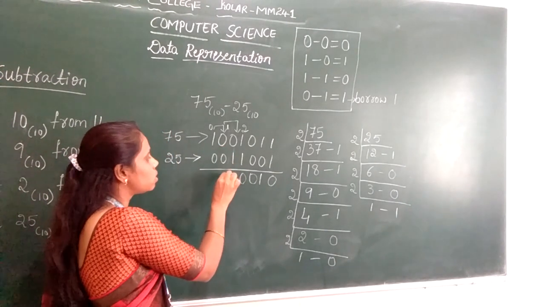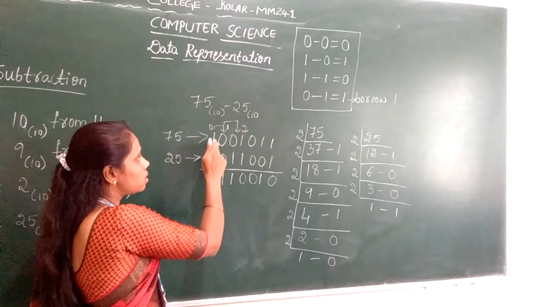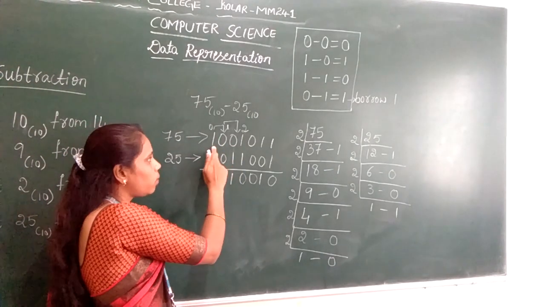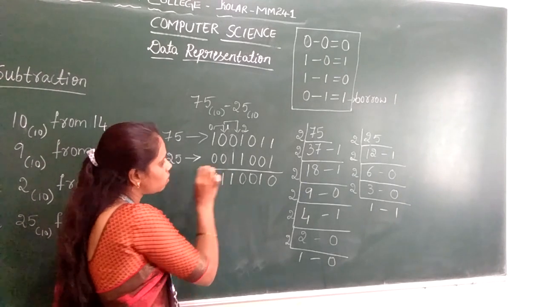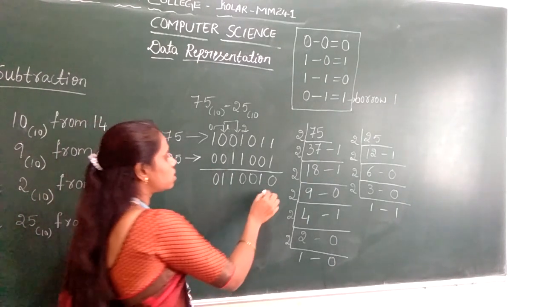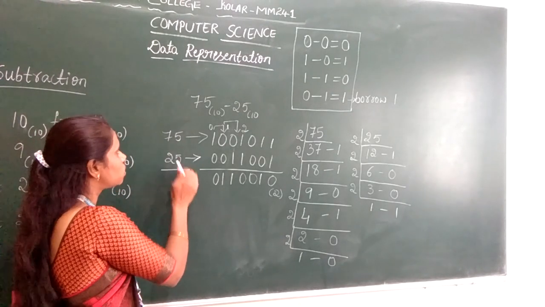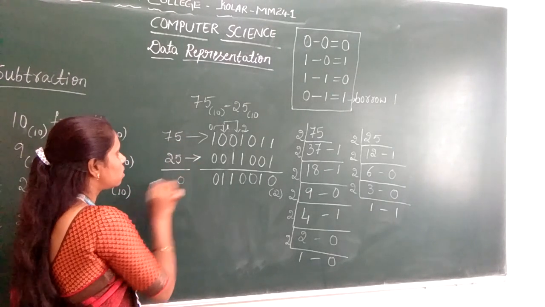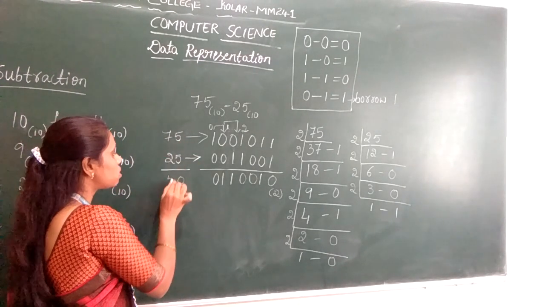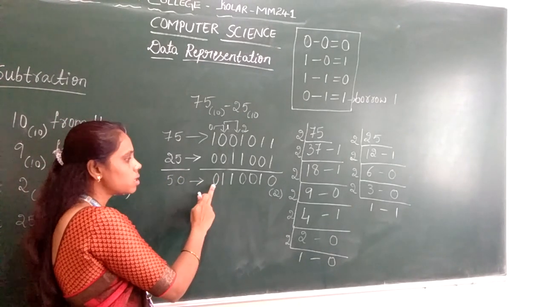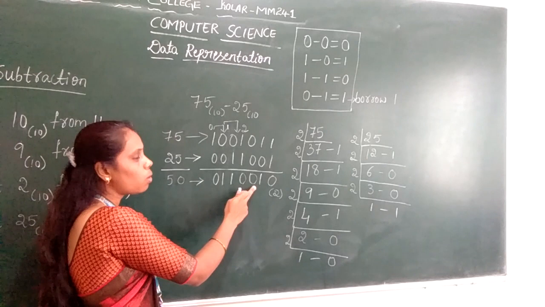So 1 minus 0 is 1, and nothing is there because we have borrowed 1 from this position to here. So it will be 0. 0 minus 0 is 0. So this is the binary equivalent value for this number. Now check: 5 minus 5 is 0. 7 minus 2 is 5. So the binary equivalent value for 50 is 1 1 0 0 1 0.